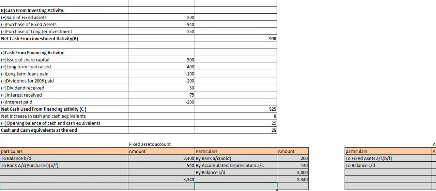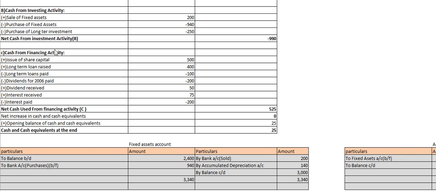Now moving on to investing activity. If there is a sale happening, you will add it. If there is a purchase happening, you will minus it. Sale of fixed asset is 200, purchase of fixed asset minus 940, purchase of long-term investment minus 250. You get the balance as net cash from investment activity, which is minus 900.